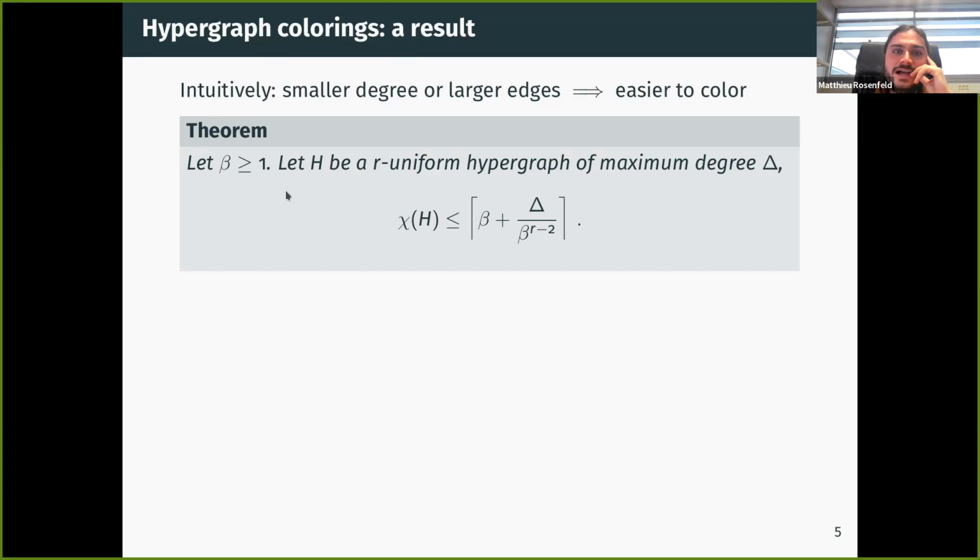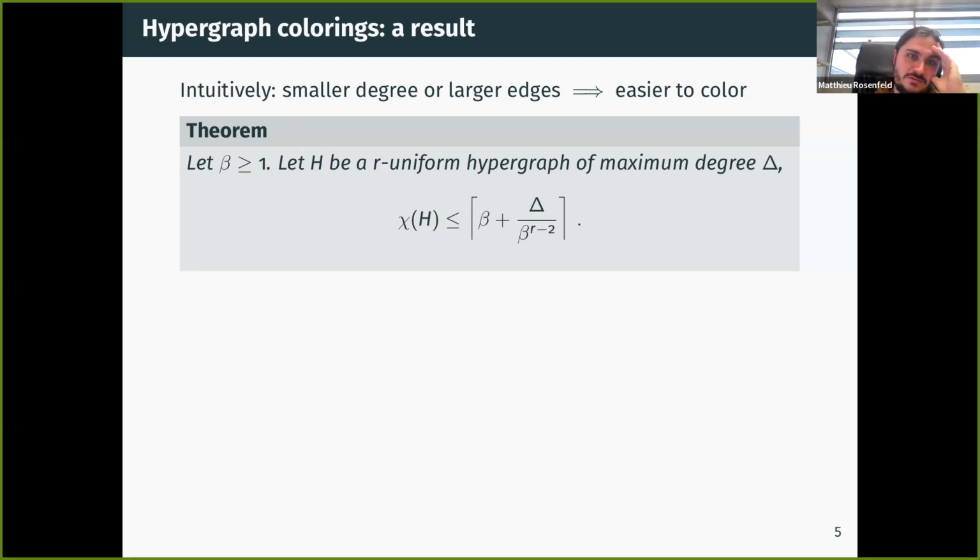So I'm going to take a hypergraph which is r-uniform and of degree at most delta. Then what I can prove is that the chromatic number of H is at most beta plus delta divided by beta to the r-2. So somehow this gives some meaning to my previous remark. If the degree increases, then this quantity increases. And if r increases, then this quantity decreases. So intuitively, that makes sense. Now, the first thing that one could want to do is to optimize the value of beta to obtain the best bound possible. Let's not do that for now. What I want to do for now is to prove this theorem.